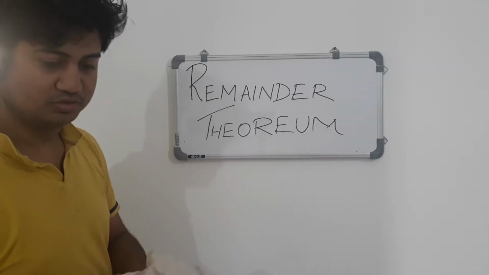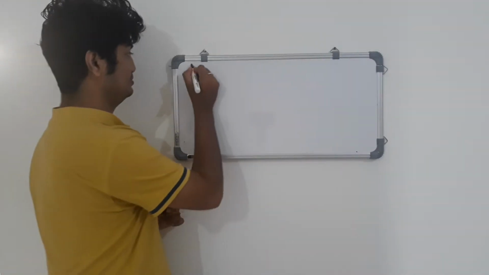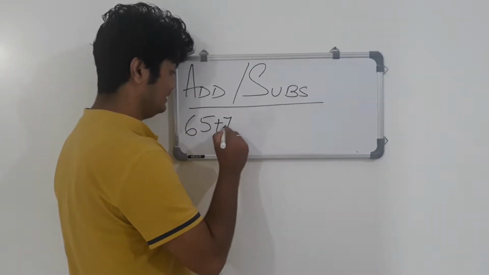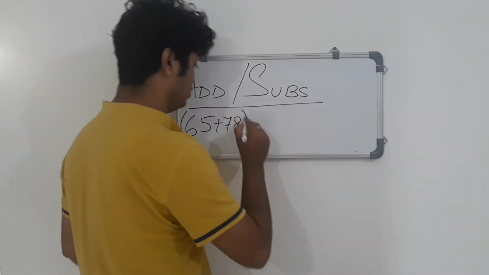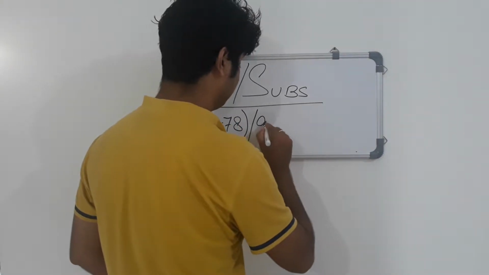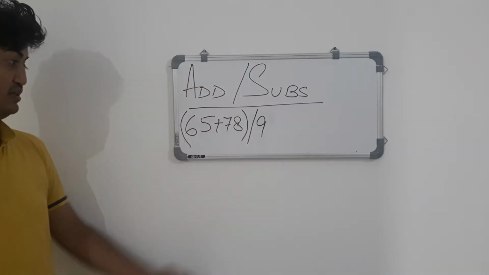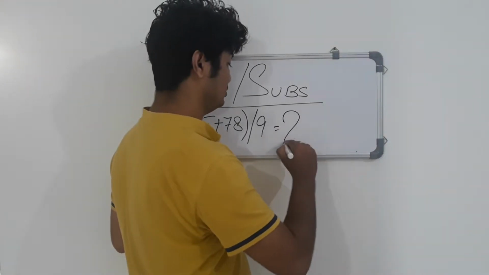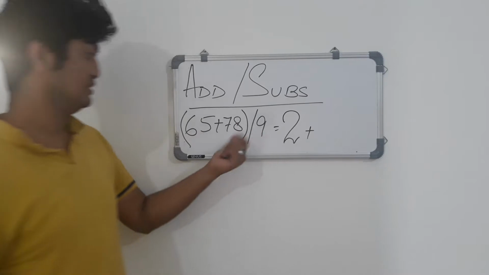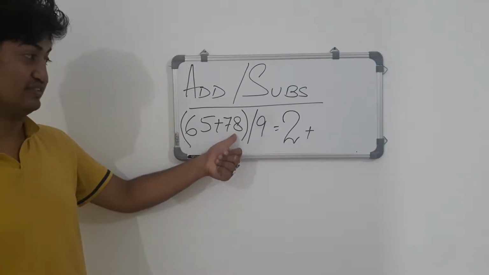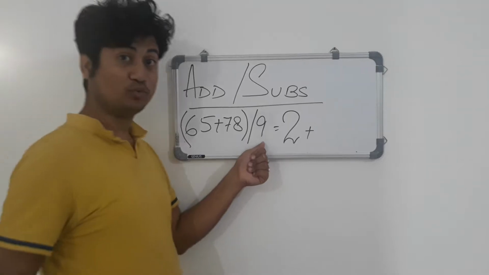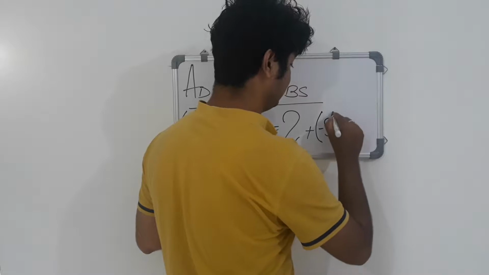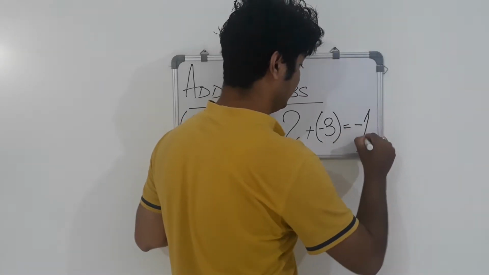Okay, so to start with, addition and subtraction. Say the number is 65 plus 78, whole divided by 9. So 9 into 7 is 63, so I'm left with the remainder 2. Plus 9 into 8 is 72, which is effectively 6, or 9 into 9 is 81, which is effectively minus 3. So we write minus 3. So effectively your remainder is minus 1.